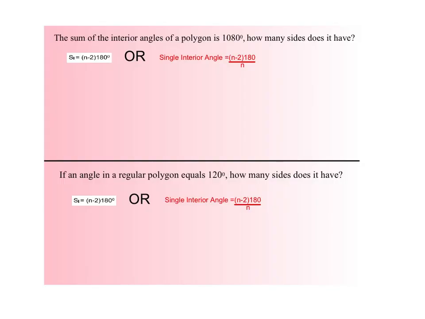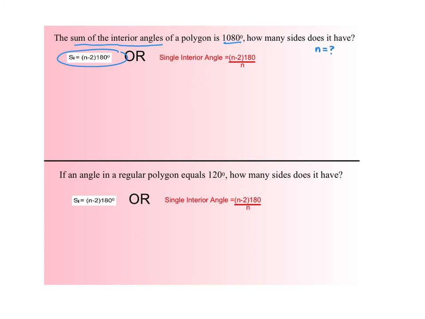All right, let's look at a couple more examples. The first one here says the sum of the interior angles. So the moment I see the sum of the interior angles of a polygon is 1080, I know I will be using this formula here. It asks how many sides does it have, so we want to know what n equals.